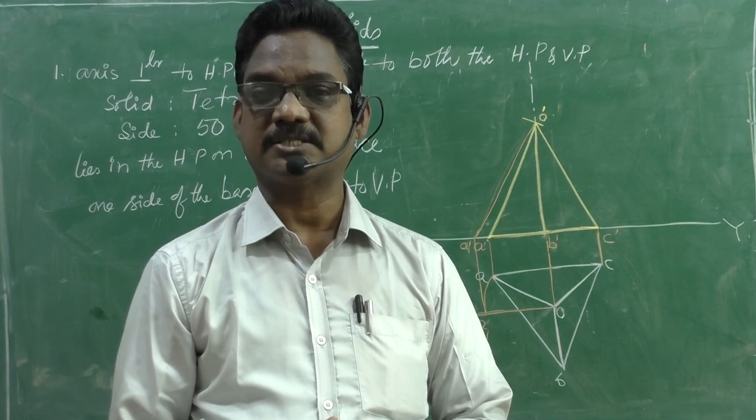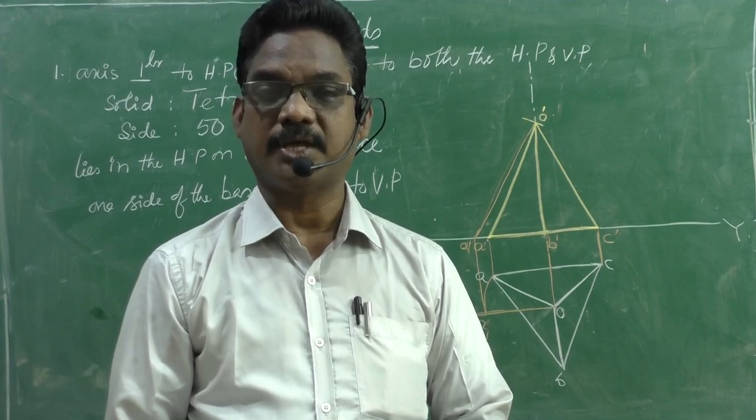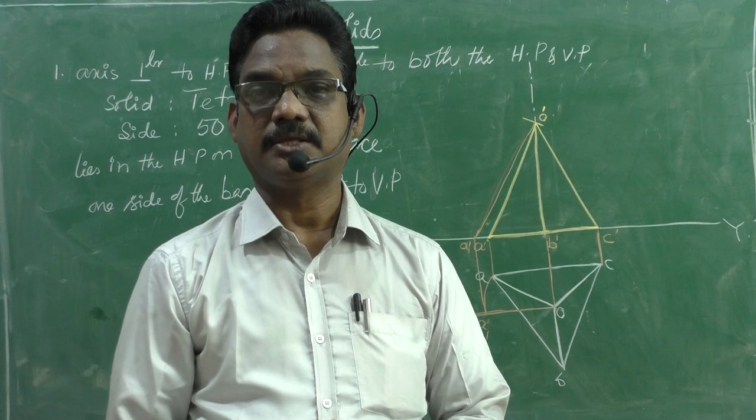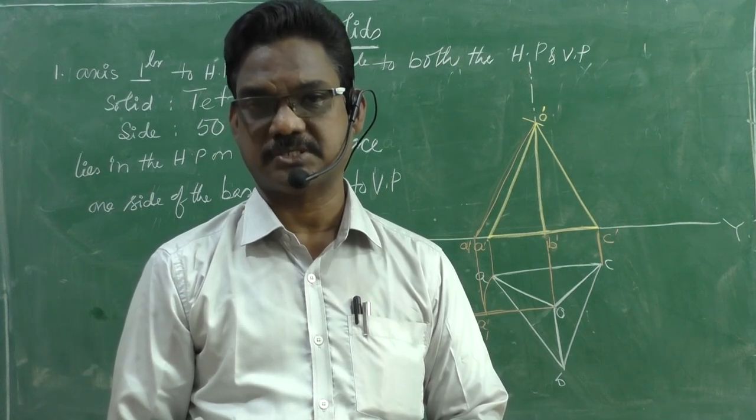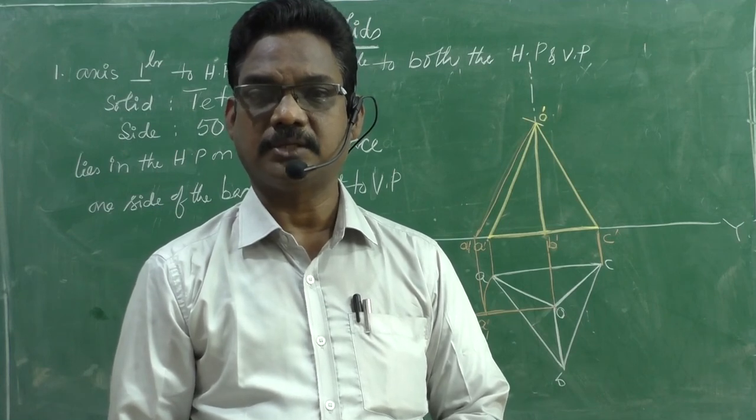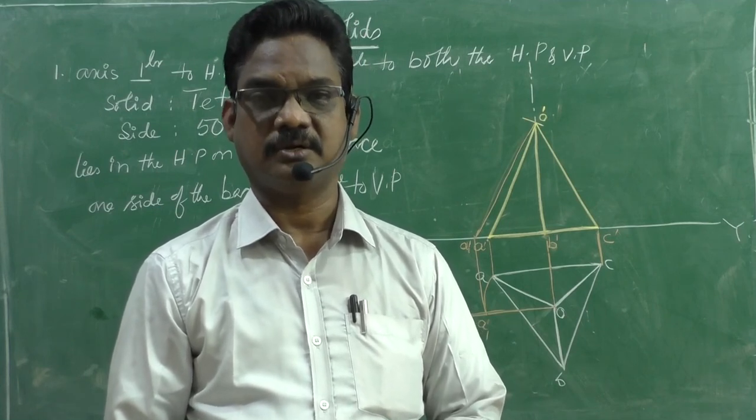Suppose the axis is parallel to both HP and VP, in the side view we see the end face true dimensions. Therefore we need to draw the side view first.